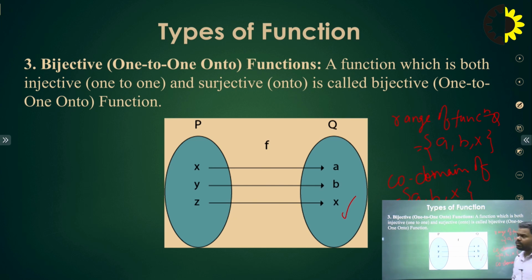Okay, what is an into function? What is a 1 to 1 function? Each element of the codomain is mapped with one element of the domain, and it is also onto, so this is an example of a bijective function.